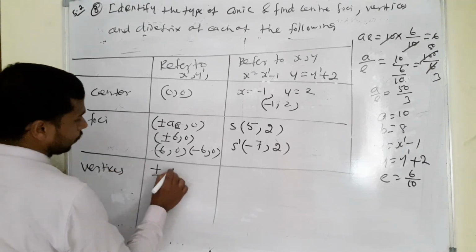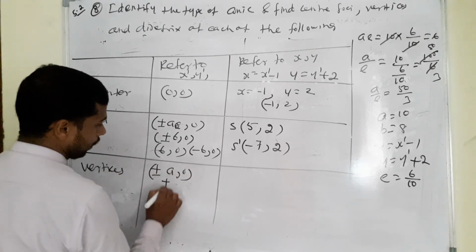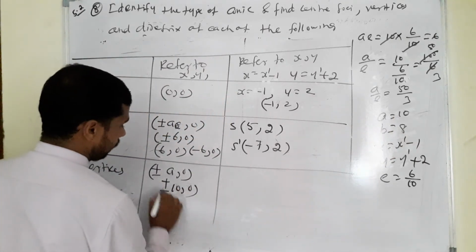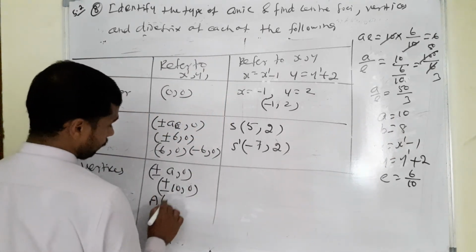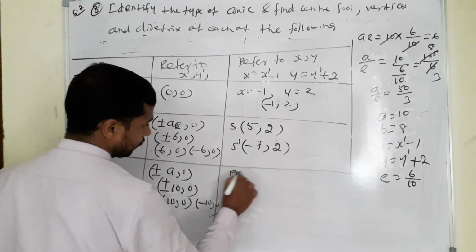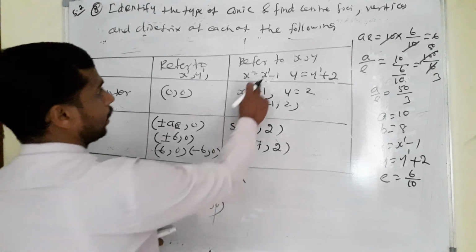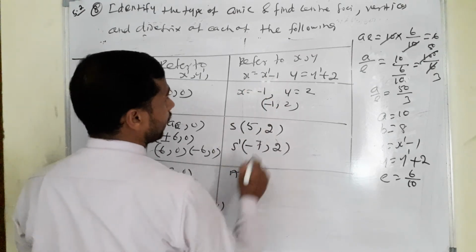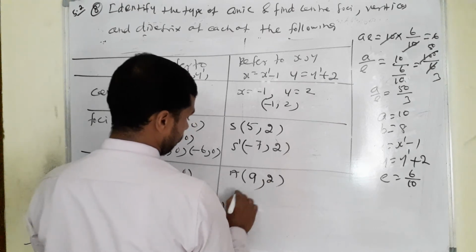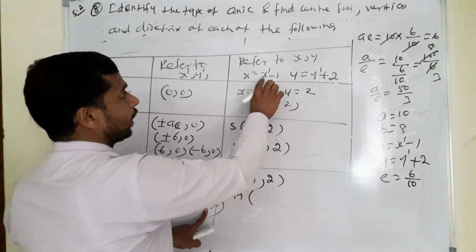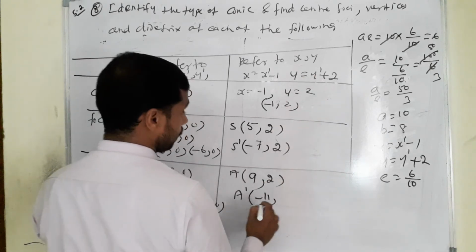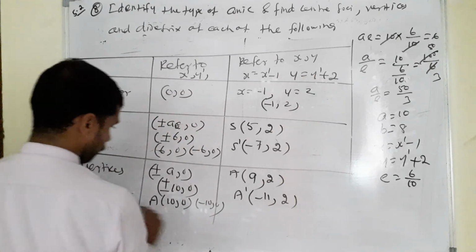Third one, vertices. So vertices also plus or minus a comma 0. Therefore plus or minus a is equal to 10. 10 comma 0. The first one positive 10 comma 0. Second one negative 10 comma 0. So a means x is equal to 10. 10 minus 1 is equal to 9. Then 0 plus 2 means 2. That is a. a dash means minus 10 minus 1 is equal to minus 11. Again 0 plus 2 is equal to 2.